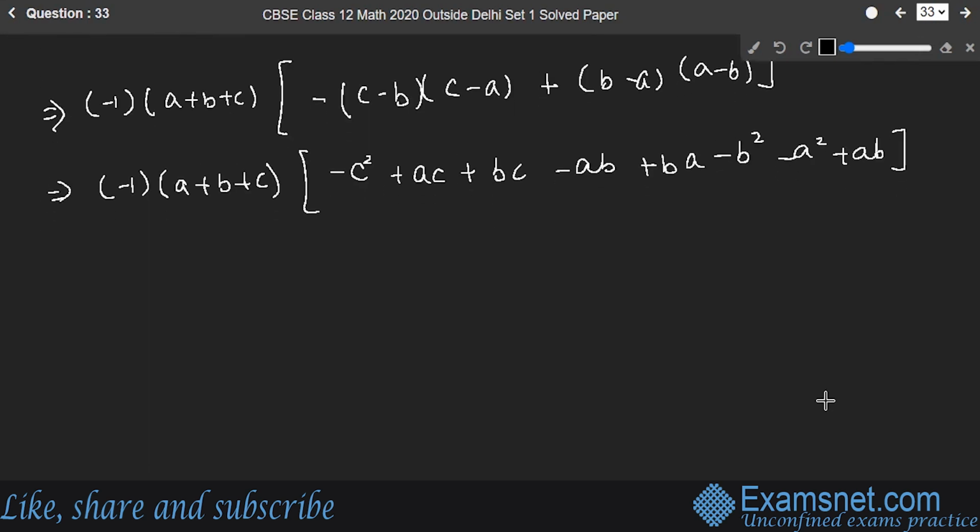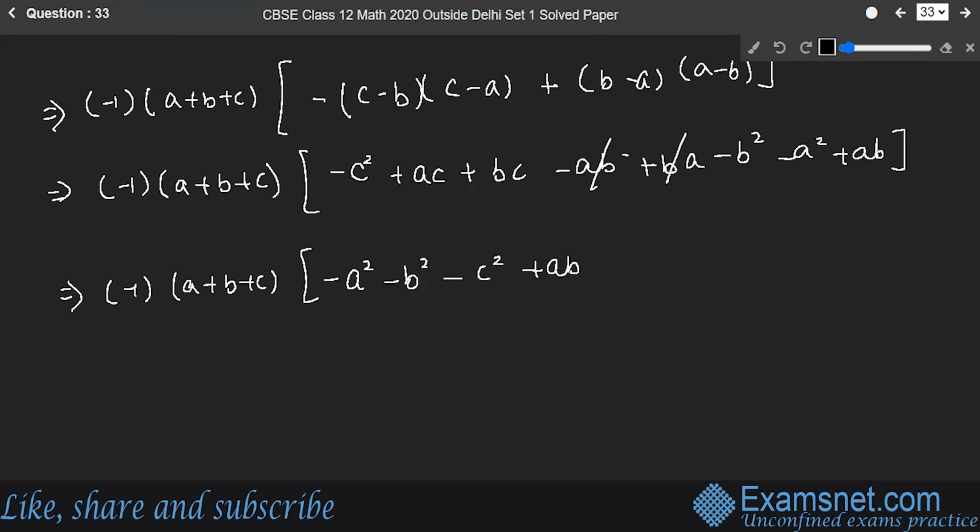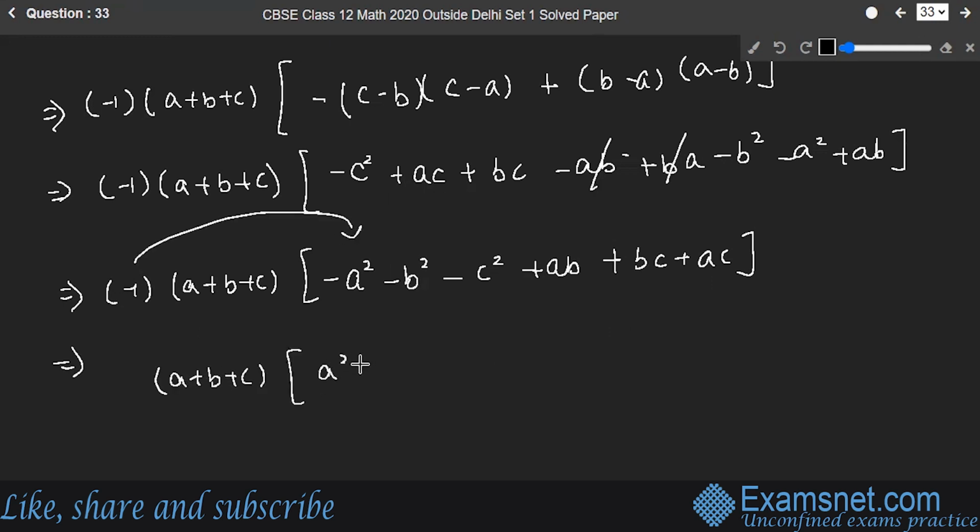AB. So now a lot of cancellations are there. So these two will cancel, and I think we are done. So minus 1, A plus B plus C, minus A squared minus B squared minus C squared plus AB plus BC plus AC. So this is, now I'll take the minus 1 over here and do the multiplication. This will be A plus B plus C whole multiplied by A squared plus B squared plus C squared minus AB minus BC minus AC.